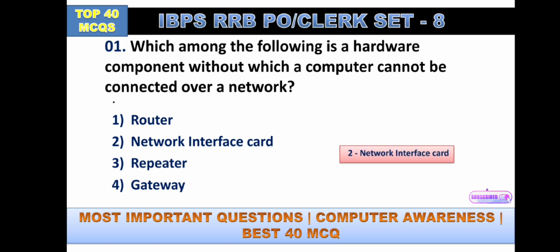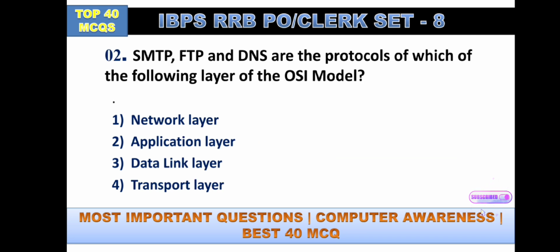Okay, NIC. Question number 2, see, SMTP, FTP and DNS are the protocols of which of the following layer of the OSI model? So it is which layer? It is application layer, and in OSI model how many layers are there? 7 layers. Okay, application, presentation, session, transport, network, data link and physical layer.